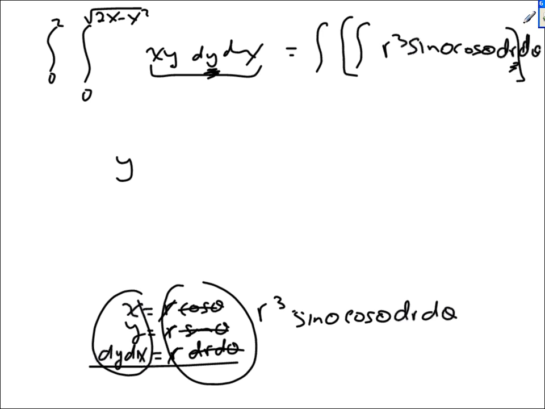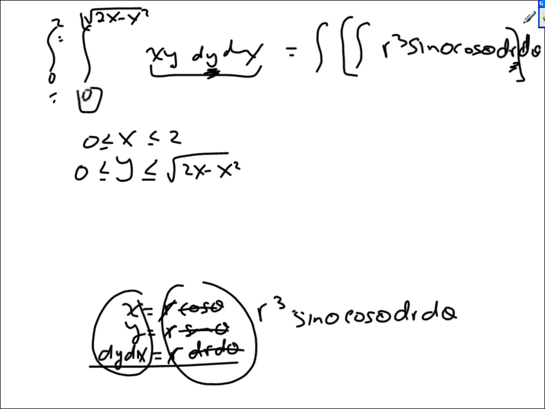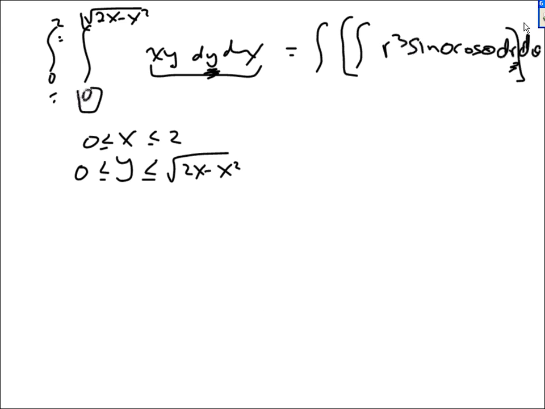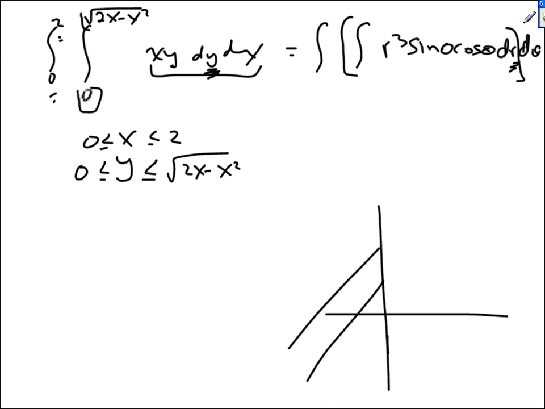Those limits are y's. Y fluctuates between 0 and the square root of 2x minus x squared, and x fluctuates between 0 and 2. So once again, x and y are positive. X is bigger than 0, and y is bigger than 0. So we are once again in quadrant 1. We have to try our best not to forget that. We are only in quadrant 1.